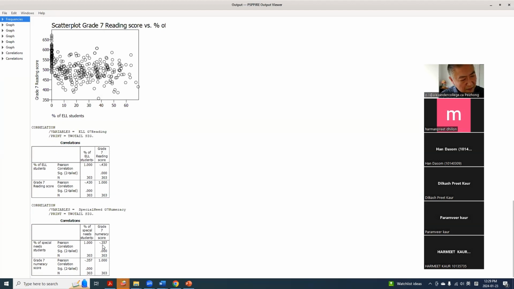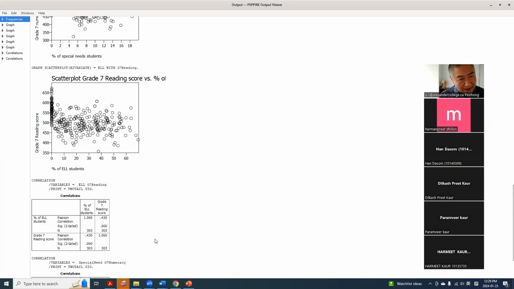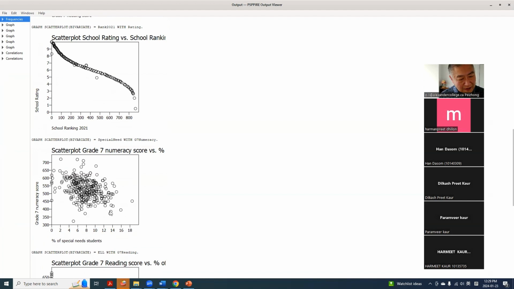Well, still a weak correlation. So negative 0.35, negative 0.35. This is a correlation coefficient, the Pearson correlation. You look at this one, percentage special needs students and grade 7 numeracy. It's negative, but weak, negative 0.357. So in other words, schools that have more special needs students tend to have lower numeracy scores, but the relation is not terribly strong.